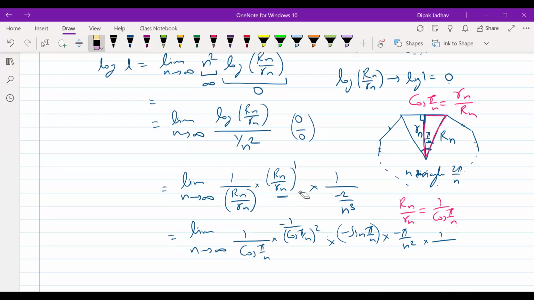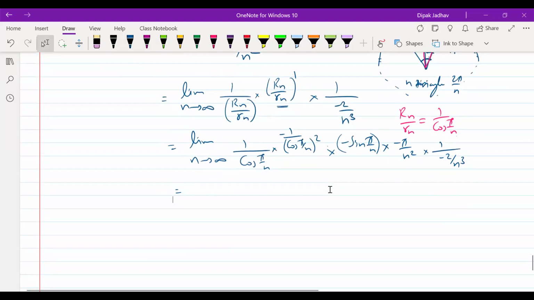So what you will get after cancelling is equal to, minus minus minus minus. So that plus that goes off. What you're left with is 1 upon tan pi upon n.